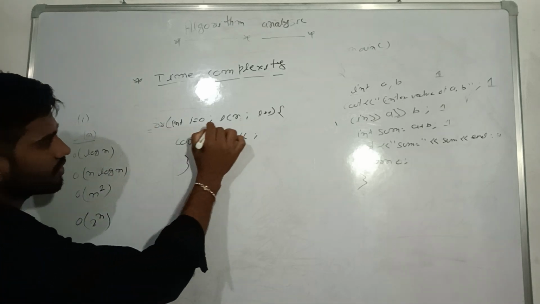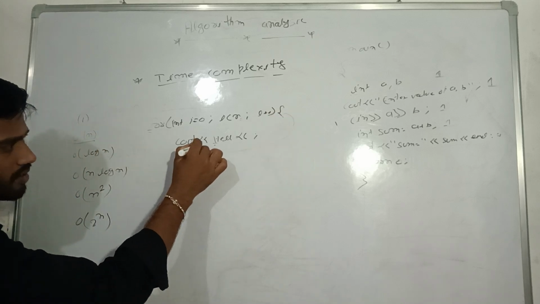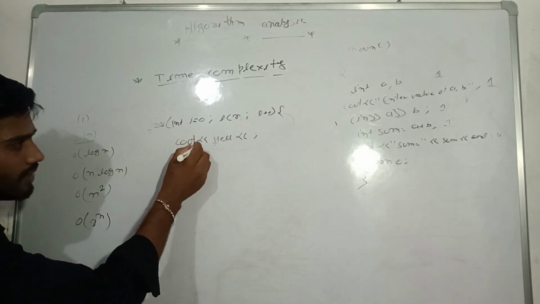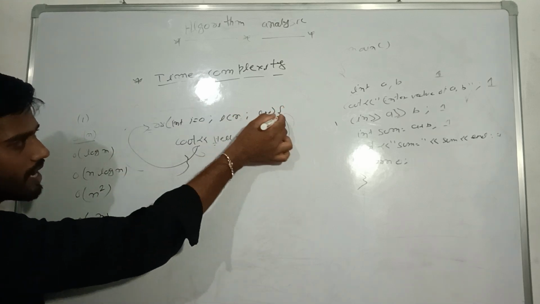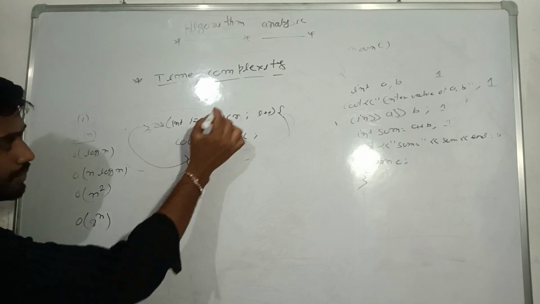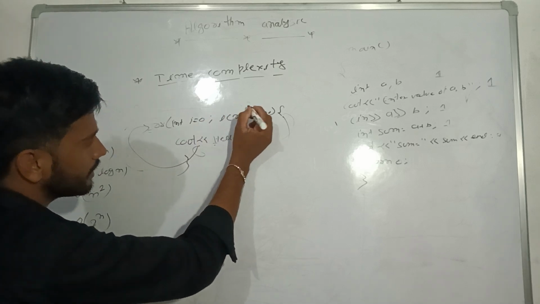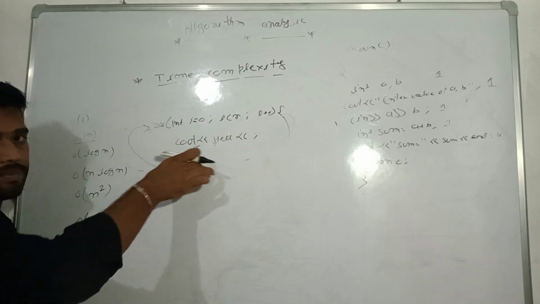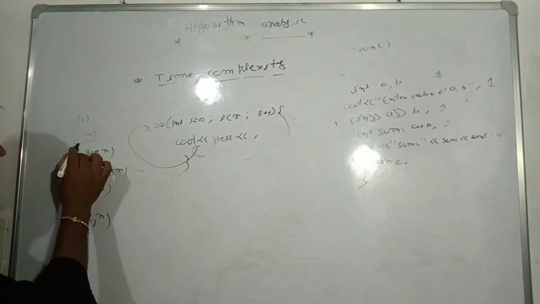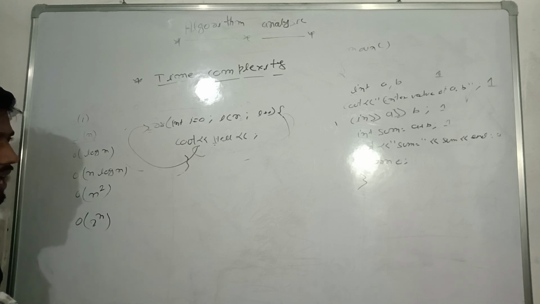Then how much time will it take? First of all, control will go here, it will print, then the condition will be checked, and again it will enter and this loop will execute, which means n times. If n is equal to 10, then this statement will execute 10 times. This is the order of n.